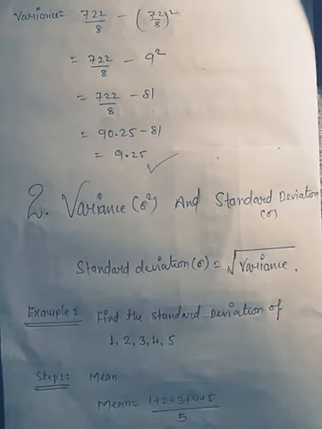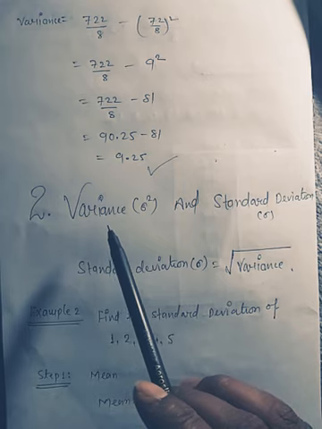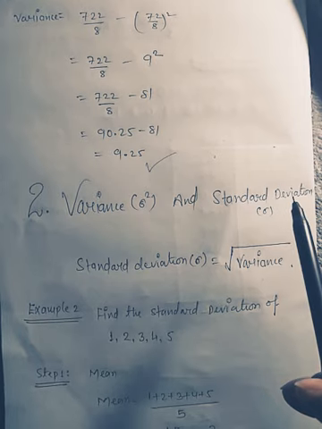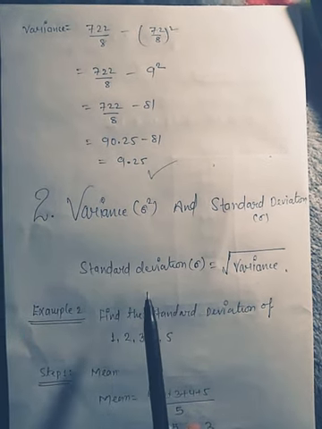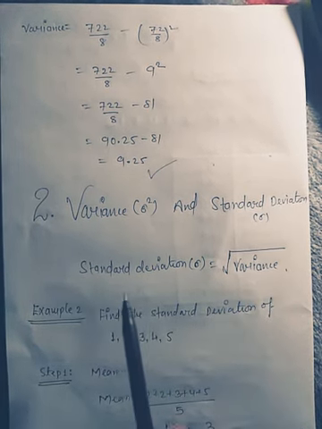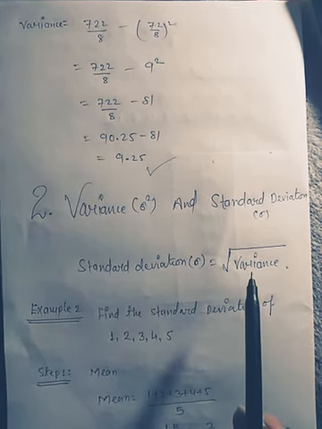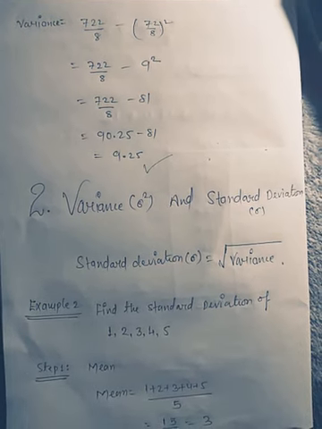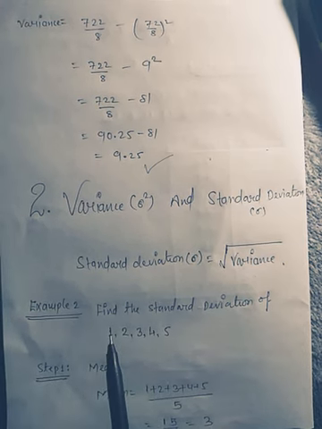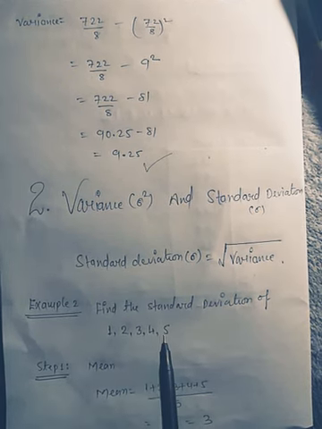The second term is the next, variance and standard deviation. We already discussed the variance and its formulas. So now we discuss standard deviation. Standard deviation is the square root of variance. So for finding standard deviation, we follow all steps of variance. Example 2, find the standard deviation of the observations 1, 2, 3, 4 and 5.